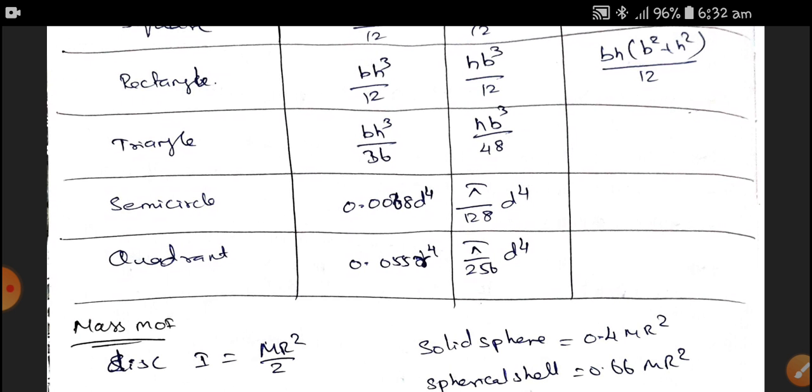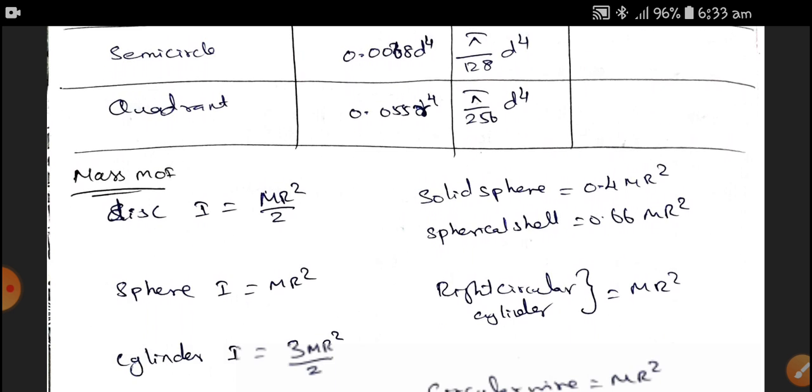For the triangle, Ixx is equal to bh cube by 36 and Iyy is equal to hb cube by 48. For the semicircle, Ixx is equal to 0.0068 d power 4 and Iyy is equal to pi by 128 d power 4. For the quadrant, Ixx is 0.055 r power 4 and Iyy is equal to pi by 256 d power 4.